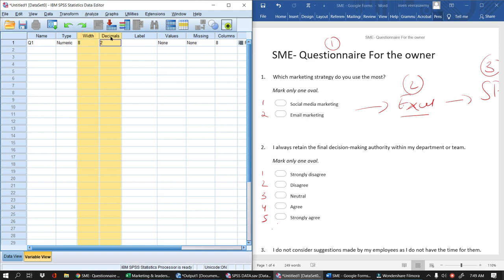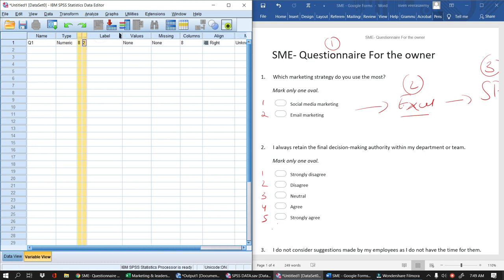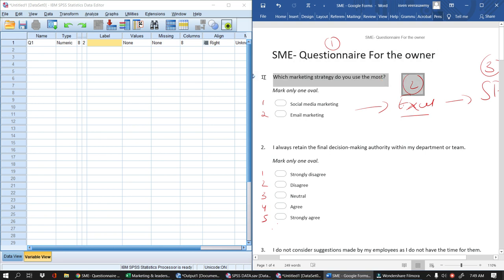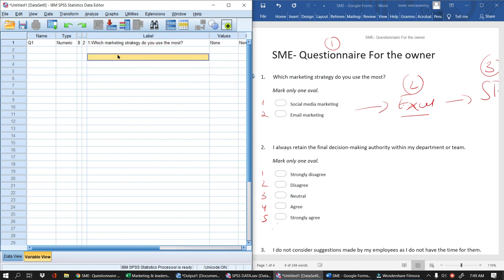You don't need to bother about that. It's just about formatting of your data set. In the label, what I do is I just copy the whole question and paste it into this part where it's called label. Why? Because I might come back to my data set after 2 weeks and forget what question 1 was. So I come here and see that question 1 was about the marketing strategy. So it's easier to remember.